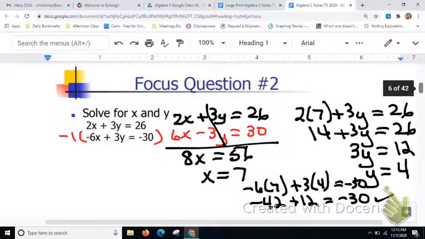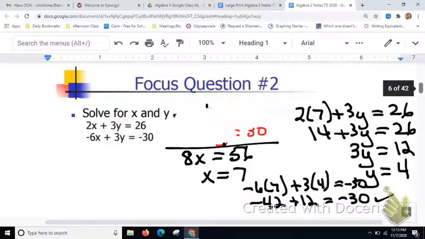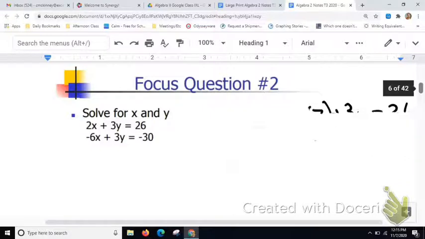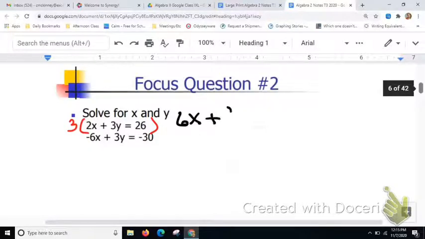So let's look at that same problem, but perhaps instead your inclination was to get rid of the x's. I said at the beginning there's more than one correct way. So in this case, I would still only have to multiply one line. If I wanted to eliminate x, I would multiply that top line by 3. 6x plus 9y is 78. Remember, we have to multiply all the way across the equation, not just the x and the y. Second line doesn't need to change.